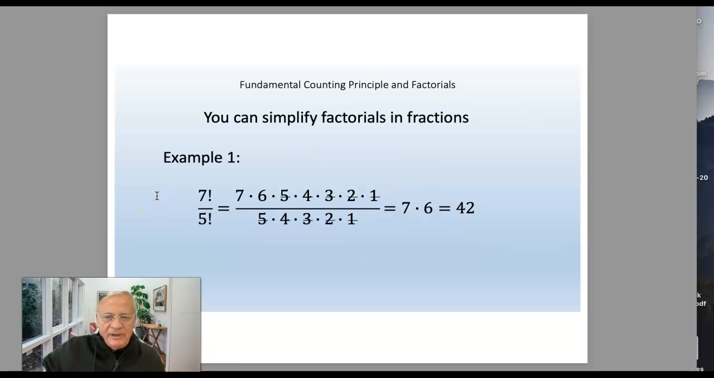We can also simplify factorials in fractions. That's very effective. It really simplifies things. As an example, if I have 7 factorial divided by 5 factorial, what happens? The 5, 4, 3, 2, 1 cancels out because it's on the top and the bottom. What we're left with is just 7 times 6, because everything that's 5 and below is eliminated.